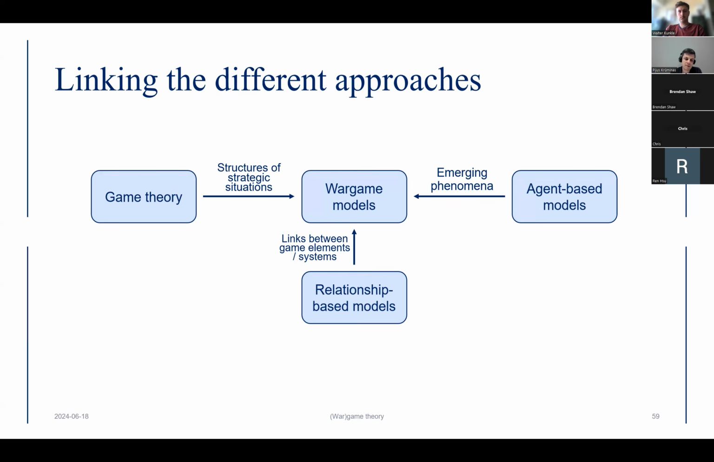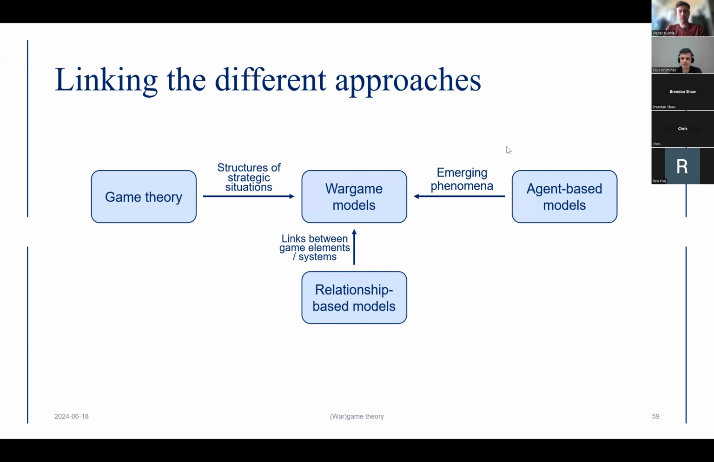And relationship-based models, of course, help us understand the links between the environmental elements in our wargame models, whether it's dice modifiers for combat tables, whether it's economic systems, or natural resource use, climate change, or whatever we want to put in the game, and that forms an important part of the game. But it's not really making a decision itself. It can be affected by decisions, but it's out there in the environment.